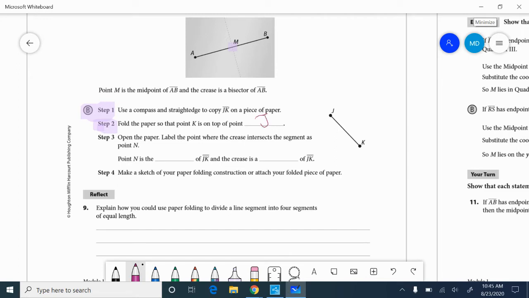Step three. Open the paper. Label the point where the crease intersects the segment as point N. All right, we're using a different letter this time. Last time we used M, but this time we're using N. It doesn't have to be M if it's a midpoint, it's just a letter representing the midpoint. Okay, point N is the midpoint of JK.